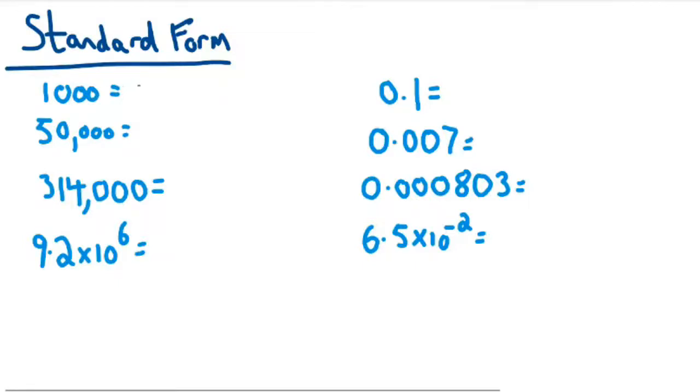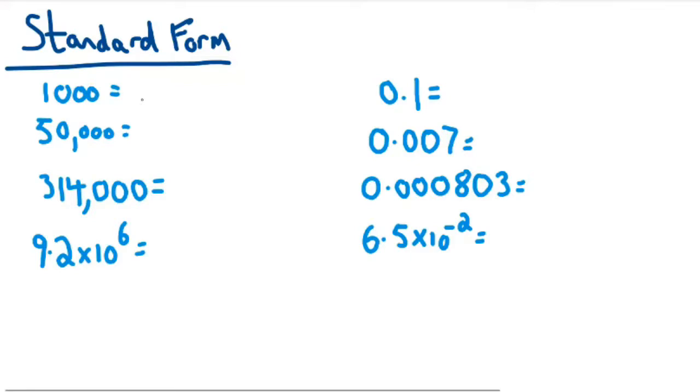Standard form is a method by which we can take numbers with a lot of digits and write them in a slightly shorter way, just for the sake of efficiency. Now, most of the questions you're going to have on this topic are going to be about either turning an ordinary number into standard form or taking a standard form number and turning it back into an ordinary number.